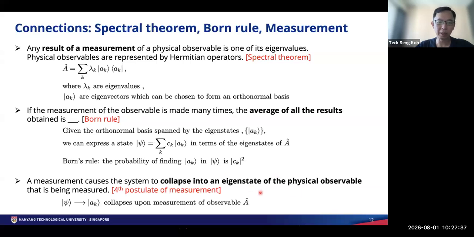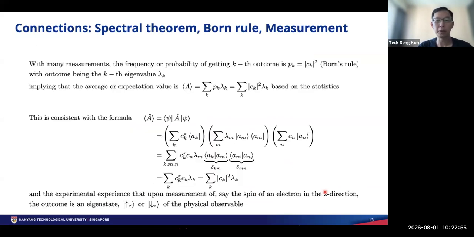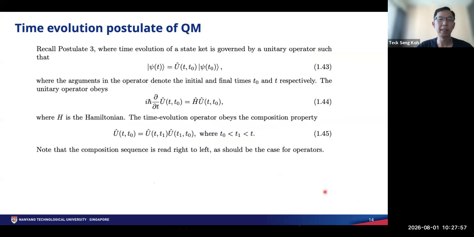So it's self-consistent as a theory, and this is what is being observed. Whenever you do a measurement, you just see an eigenstate of the physical observable. You don't see a superposition. Okay, so let me skip the details. So that's the idea of measurement.